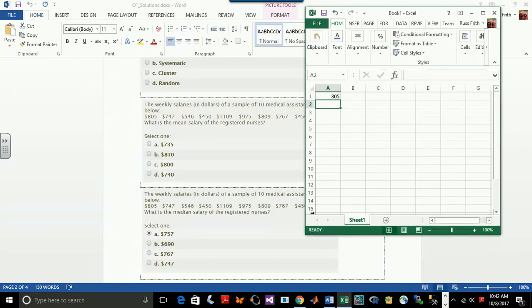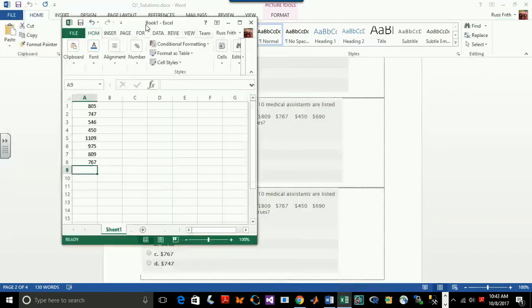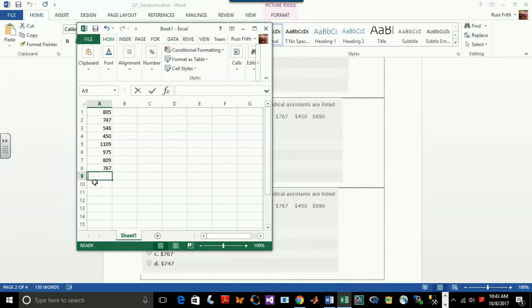805, 747, 546, 450, 1109, 975, 809, 767, 450, 690. All right, so we want the mean of these.